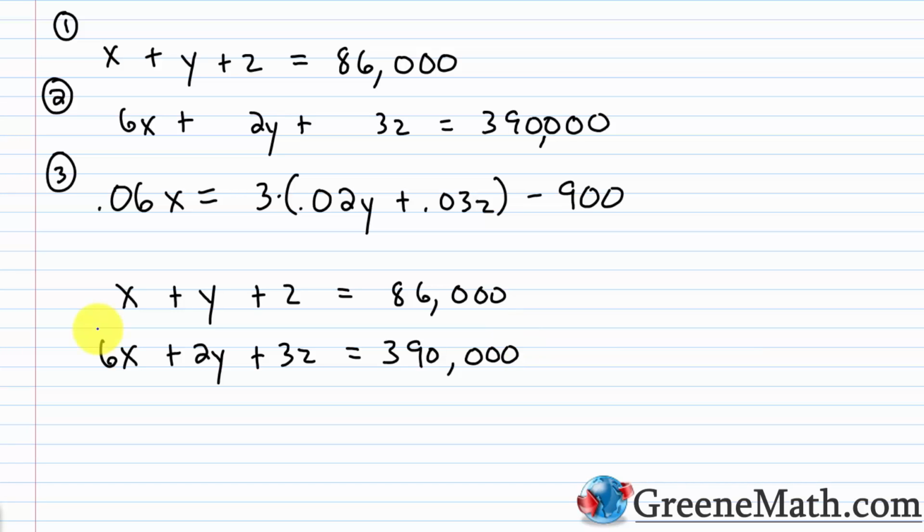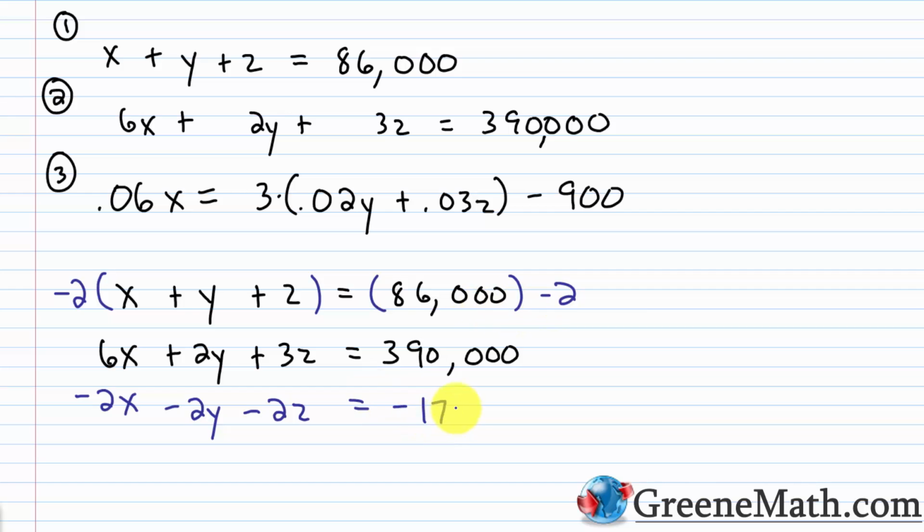Okay, so now if I wanted to use elimination here, I would just choose a variable. It doesn't matter which. Let's go ahead and choose y. If I want y and 2y to be opposites, what would be easiest is to make this negative 2y. So let's multiply both sides of equation 1 by negative 2. Negative 2 times x is negative 2x. Negative 2 times y is minus 2y. Negative 2 times z is minus 2z. This equals 86,000 times negative 2, that's negative 172,000.